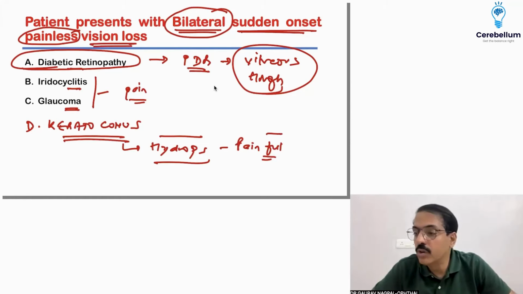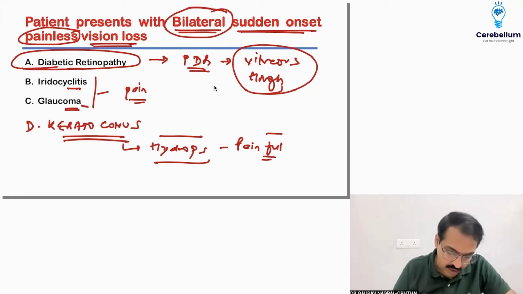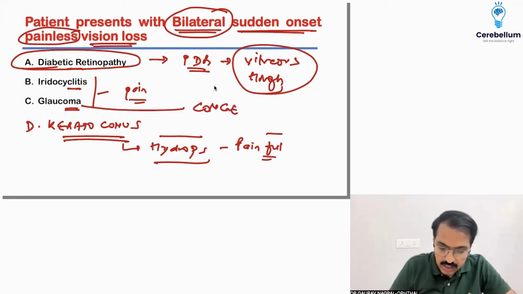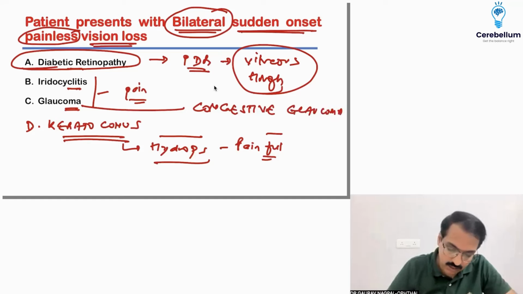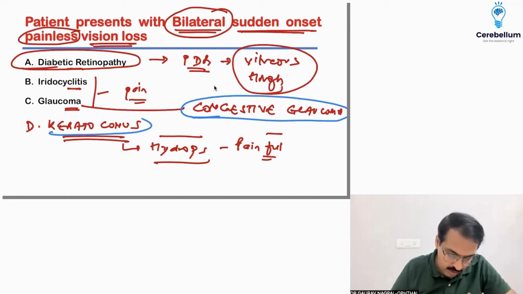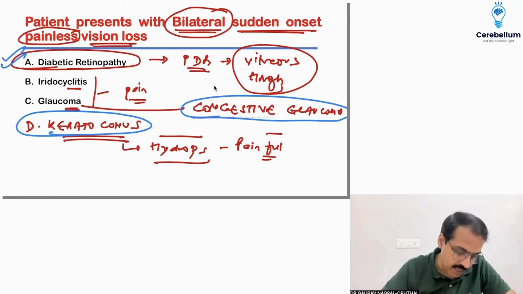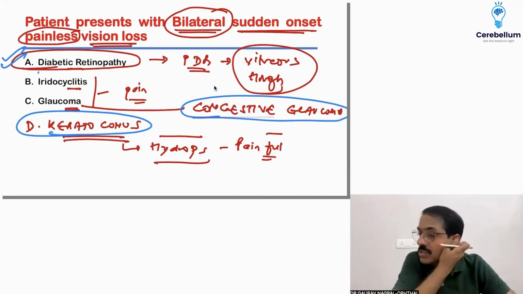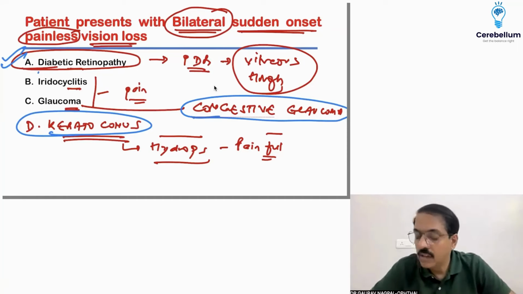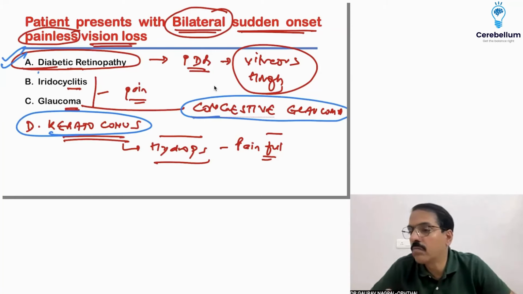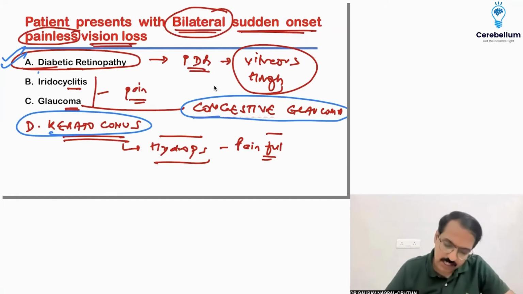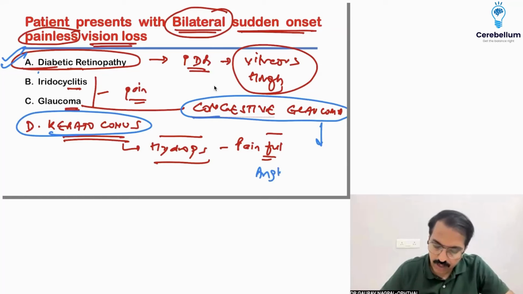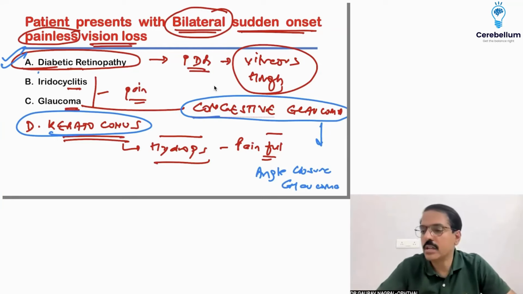Okay, so the correct answer would be congestive glaucoma. Okay, so you are saying this was congestive glaucoma. I'll correct this. This is congestive glaucoma. This is one thing. Keratoconus is one thing. But the correct answer remains diabetic retinopathy. Sudden onset, painless diminution of vision will be, yes, vitreous hemorrhage because of diabetic retinopathy. No doubts in this. Okay. Congestive glaucoma, or somebody saying angle closure glaucoma. Both are the same.